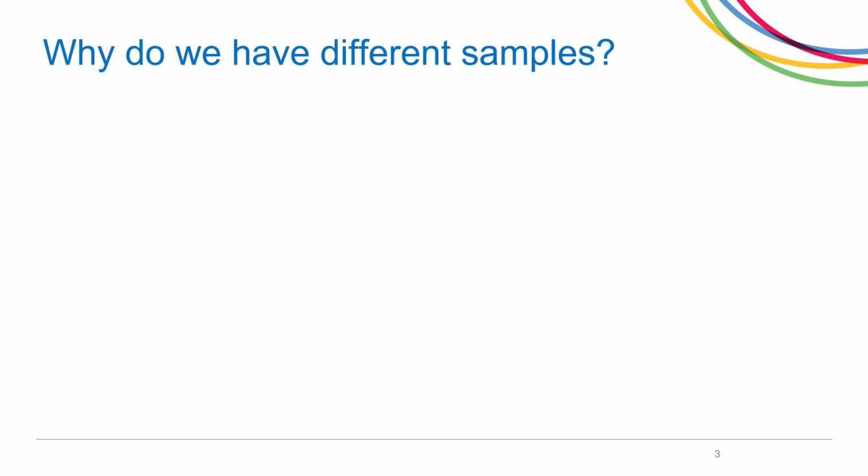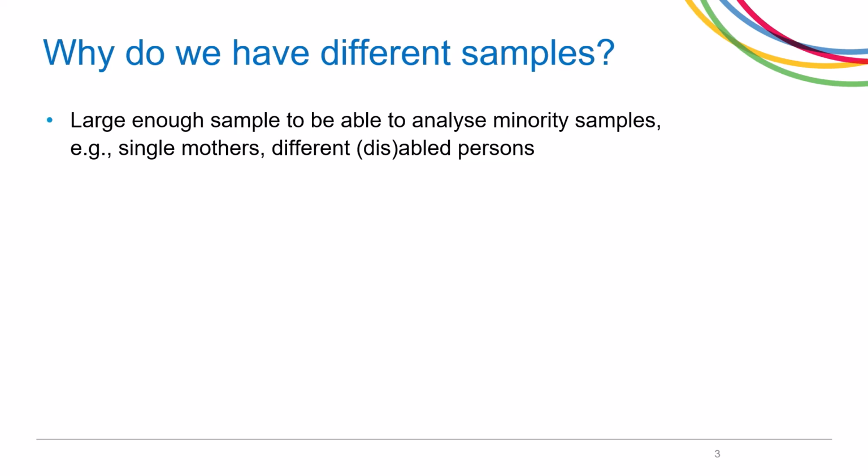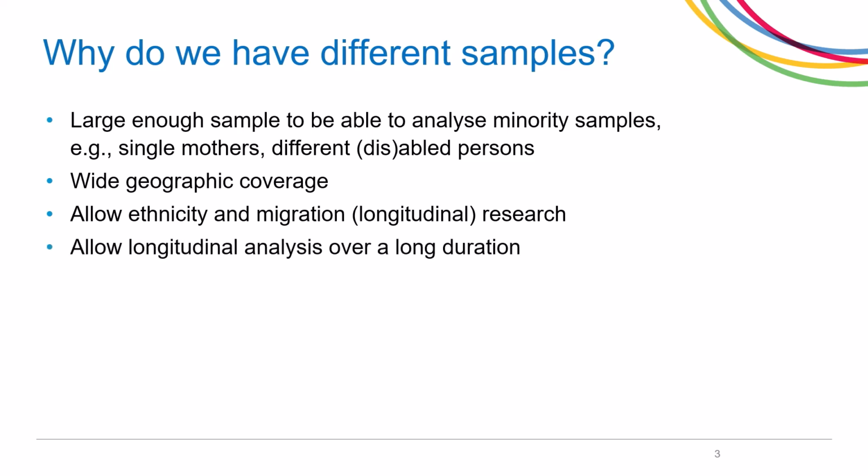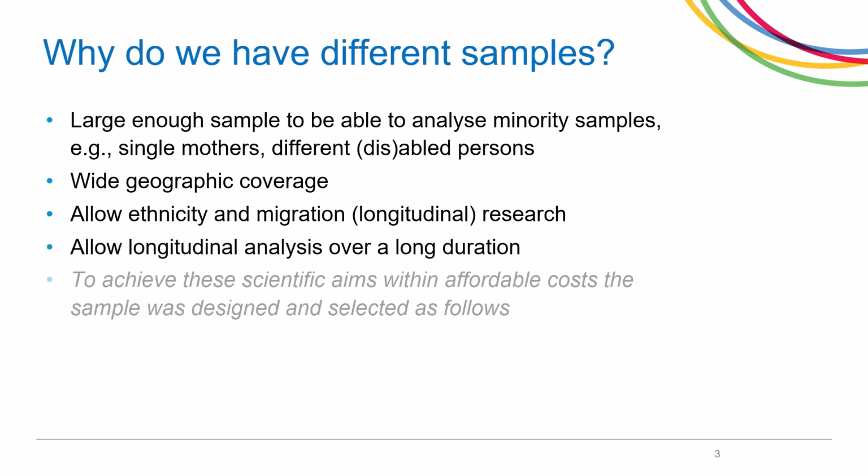The answer is that this is a multi-purpose study and the aim was to allow a wide range of research using this data. First, the sample needed to be large enough to allow analysis of minority samples, for example single mothers, persons with different types of abilities or disabilities. Second, it needed to have a wide geographic coverage to allow researchers to compare regional differences. Third, the sample needed to have a sufficiently large number of ethnic minorities and immigrant sample members to allow longitudinal ethnicity and migration research. Fourth was to allow longitudinal analysis over a long duration. And to achieve these aims, the sample was designed and selected as follows.